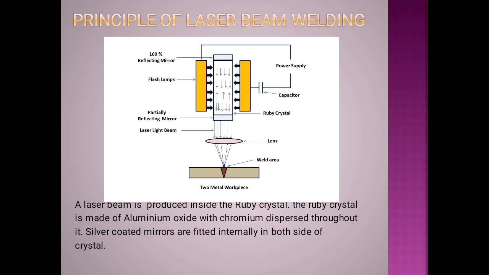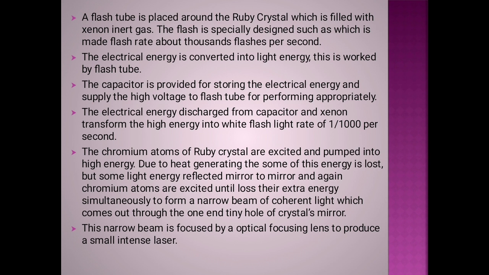What I explained now is shown below. A laser beam is produced inside the ruby crystal. It is made up of aluminum oxide and chromium which is dispersed throughout it. A flash lamp is provided. Electrical energy is converted to light energy. A capacitor is provided for storing the electrical energy. Finally, a narrow beam is focused by the lens to produce an intense laser.